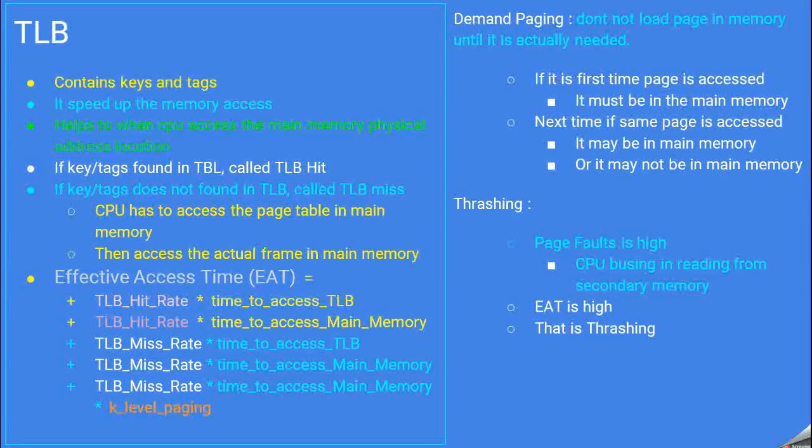Otherwise, because I have to go to the TLB, then I have to go to the main memory also. So for the hit rate, I have to do two things. First of all, I go to the TLB, I just note down the tag and the key, and then I directly go to the main memory and access the block. So that means two things I am doing. So I will calculate the cost of it, and I will add it together.